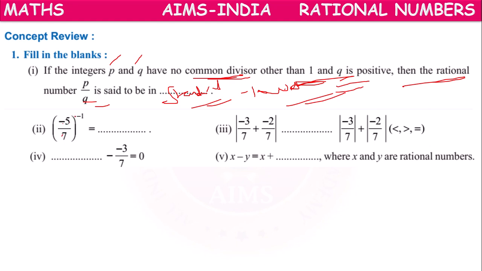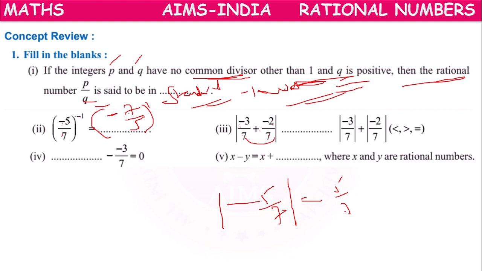So minus 5 by 7 whole power minus 1. When we have whole power minus 1, we can just reverse the numerator and denominator. We can keep minus for the numerator and whole power 1 we can write. Modulus of minus 3 by 7 plus minus 2 by 7. First we have to add with common denominator. Minus 3 minus 2 is minus 5 by 7. Now we have to take modulus, which is equal to 5 by 7.